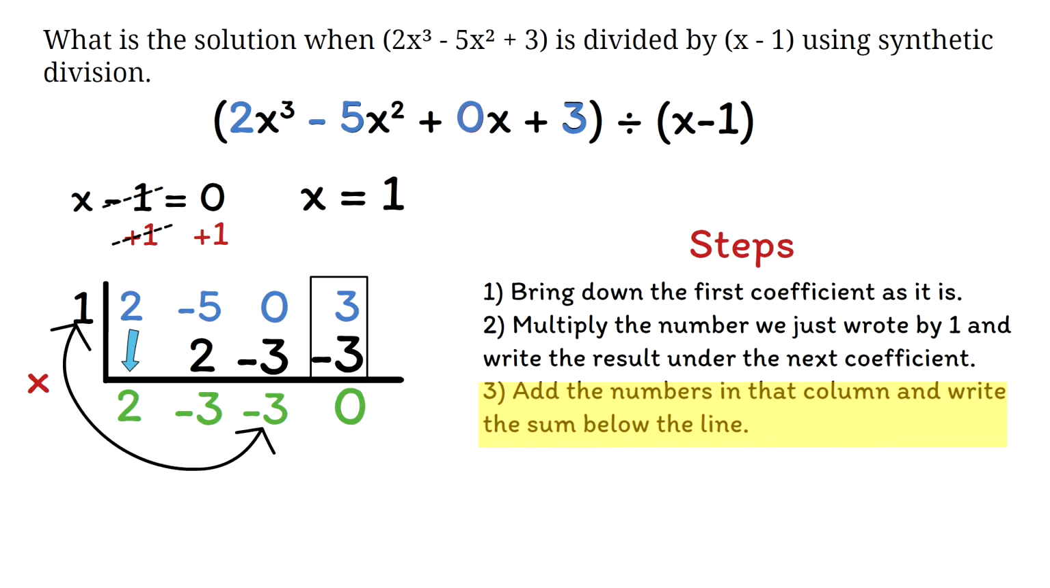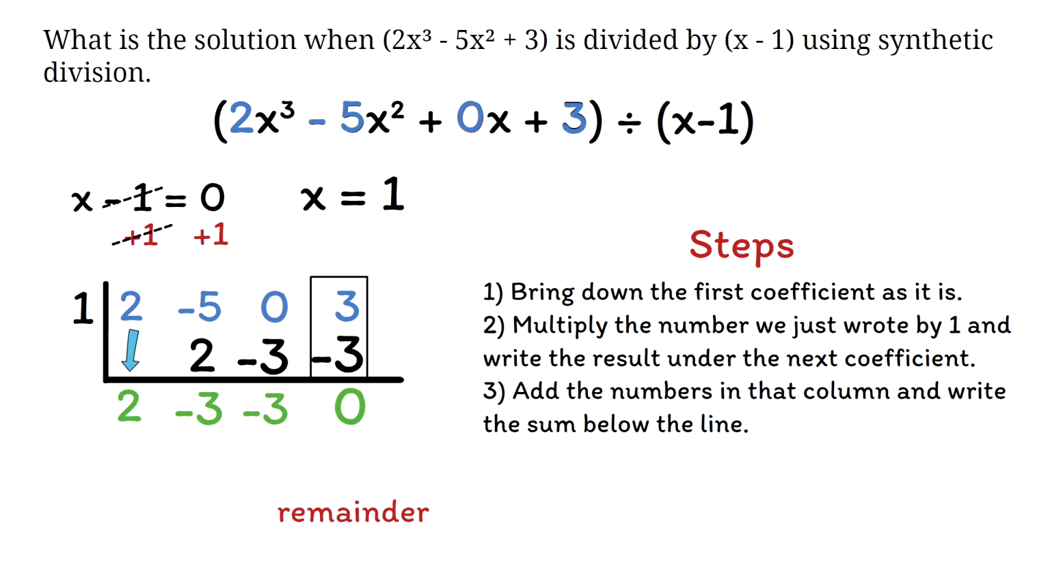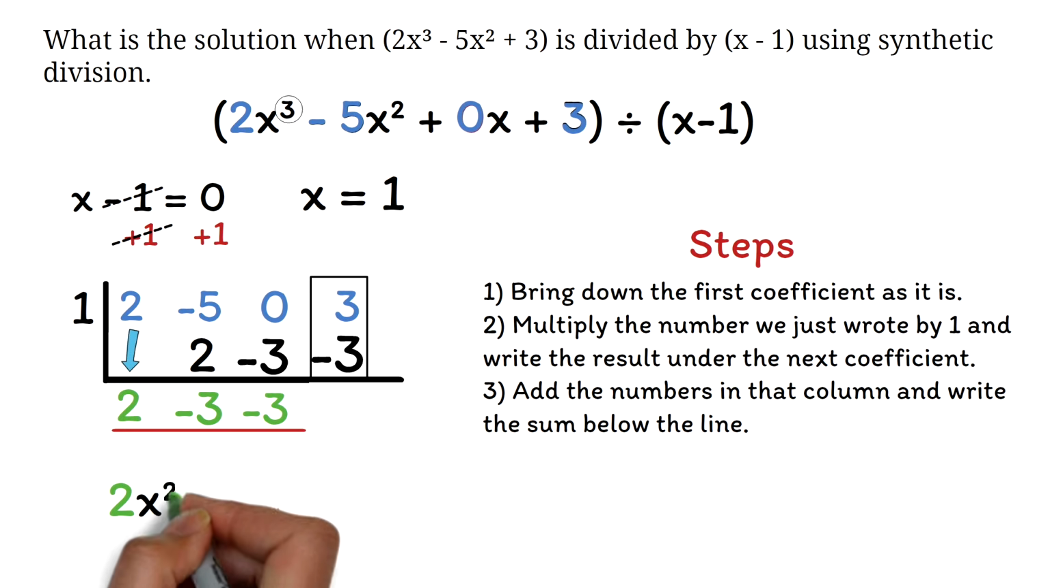Since there are no more coefficients to add to, this is the end of the synthetic division. Therefore, the remainder is 0. And the bottom row gives us the coefficients of our final answer. The original polynomial had degree 3, so our final answer will have degree 2. Thus, our final answer would be 2x squared minus 3x minus 3.